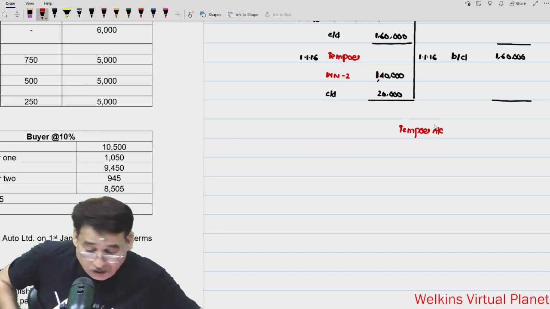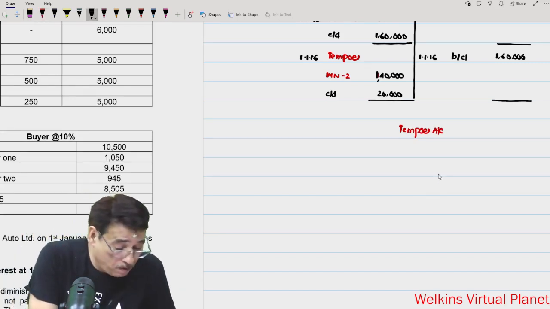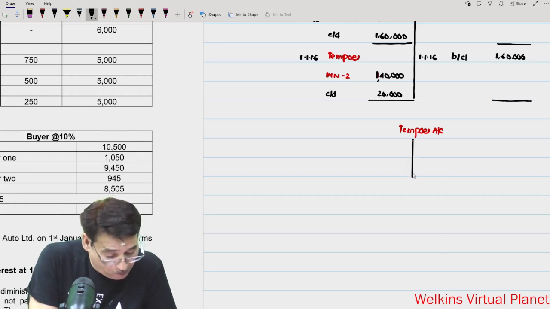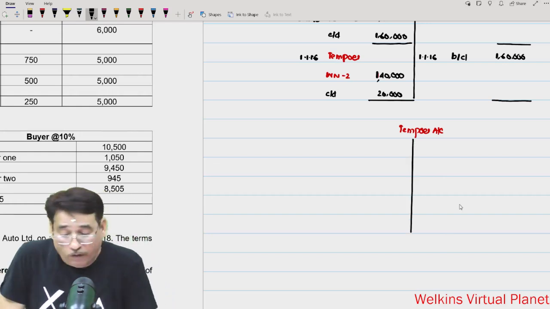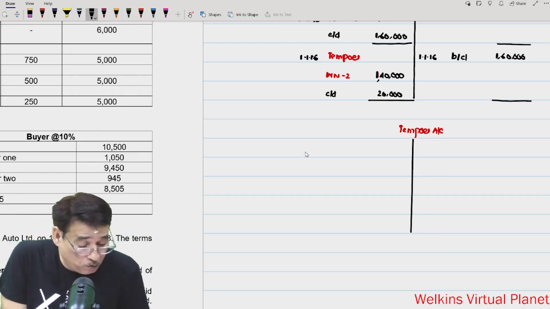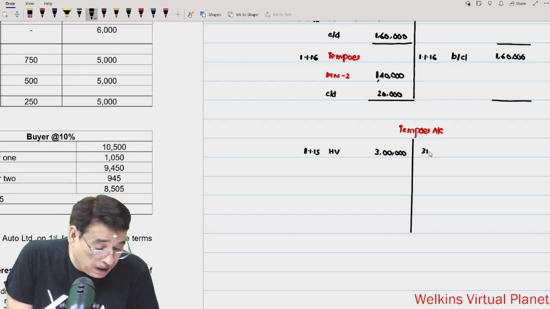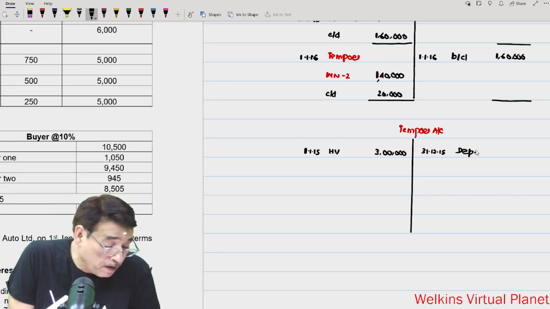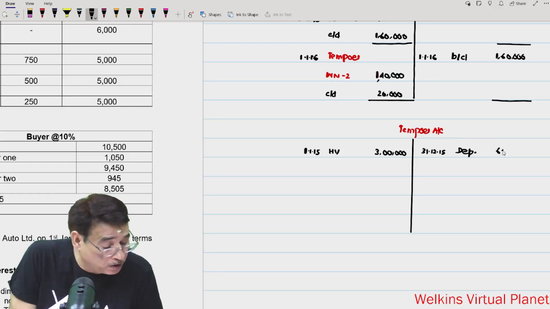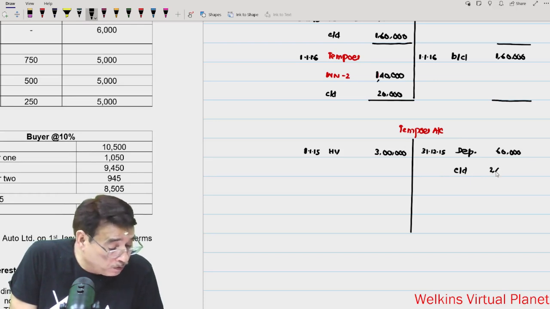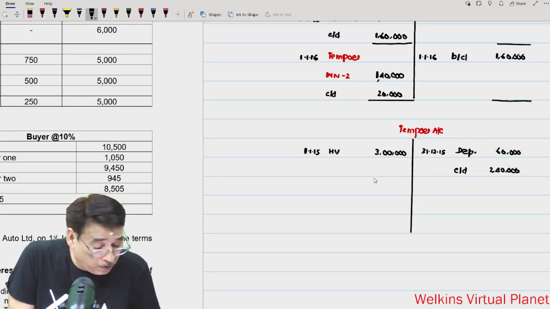If I am going to prepare the tempo account, first of all I will have to write on the debit side: 1/1/2015, to hire vendor account, 3 lakhs. I will reach the end of the accounting year on 31st of 12, 2015, and shall write here by depreciation. Our rate of depreciation is 20%, so 60,000. So the balance carried down at the end of the first year is 2,40,000.